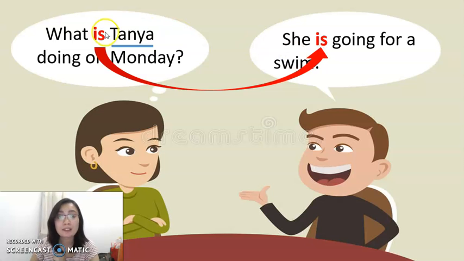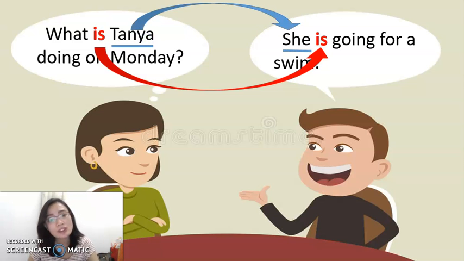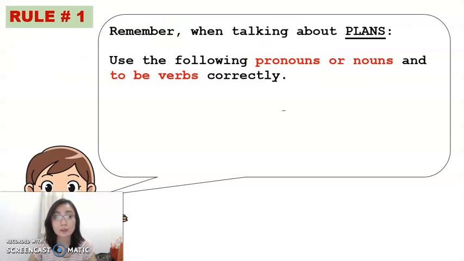That's rule number 1. Next, Tanya is a girl or a boy? Tanya is a girl. So if you don't want to use the name Tanya in your answer, you can use the pronoun she. But if you want to use Tanya in your answer, both are correct. So you can say she is going for a swim or Tanya is going for a swim. Both of them are correct. The use of proper pronoun, noun, and verb are what we call the rule number 1 for making plans. Use the following pronouns, nouns, and to be verbs correctly.